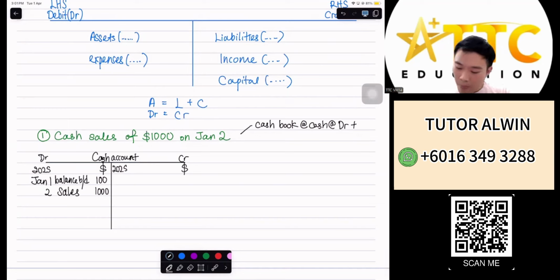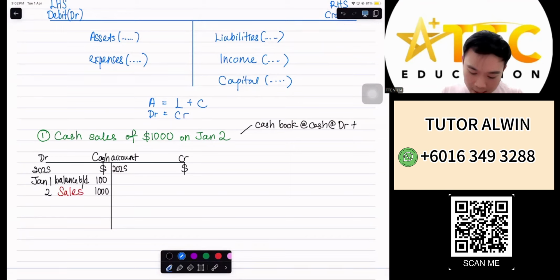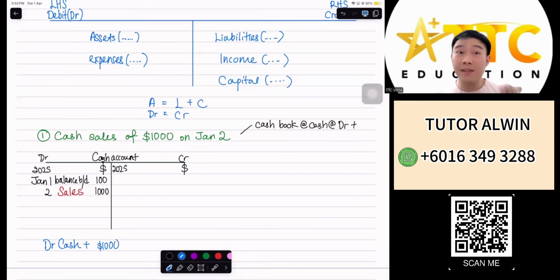Now let me change this to another color. Let's put it as a red color. A red color sales. So the cash account is being debited in this sense. So we say we debit our cash, which means money comes in. Okay, 1,000. So we cannot leave this transaction hanging because one side is receiving.